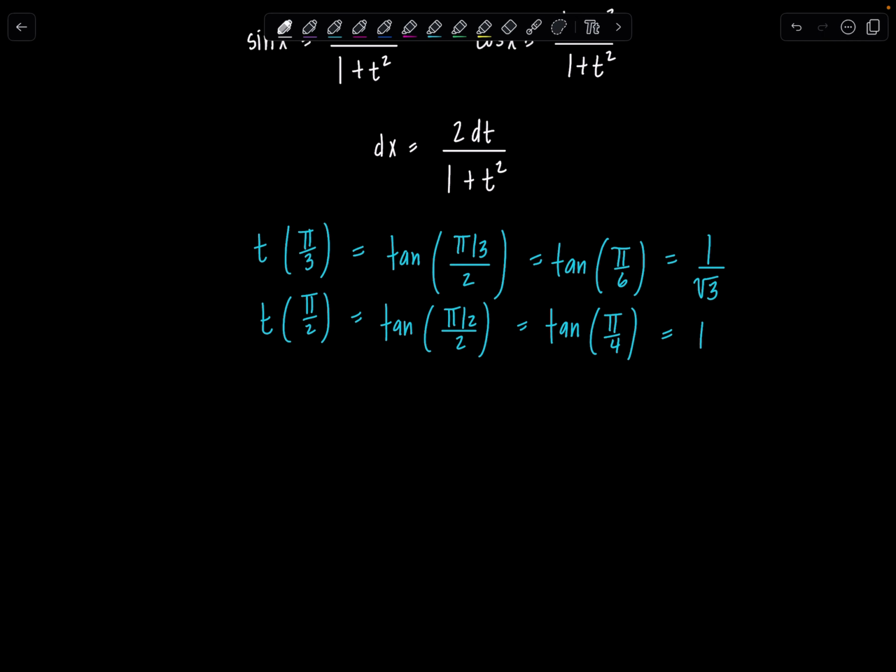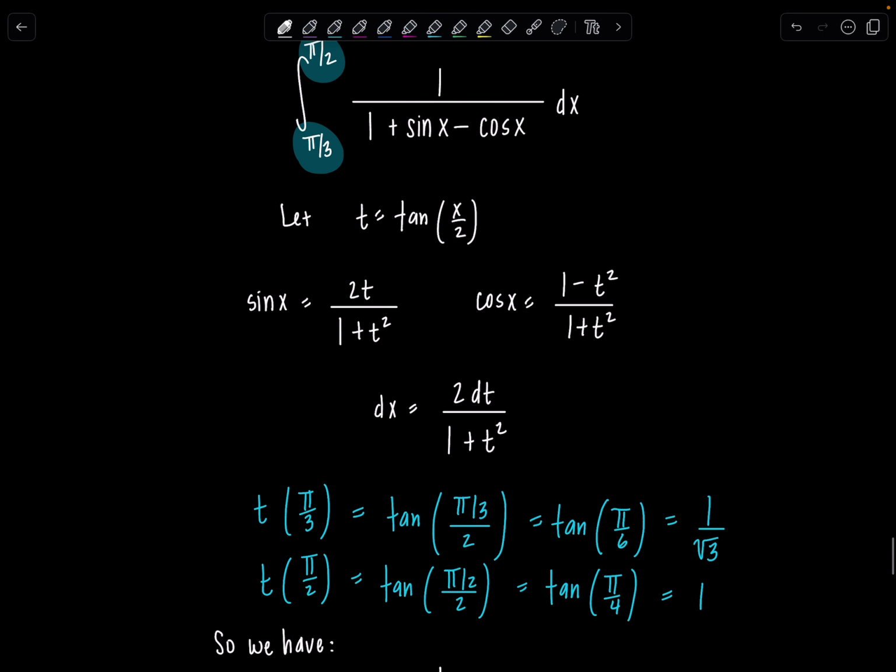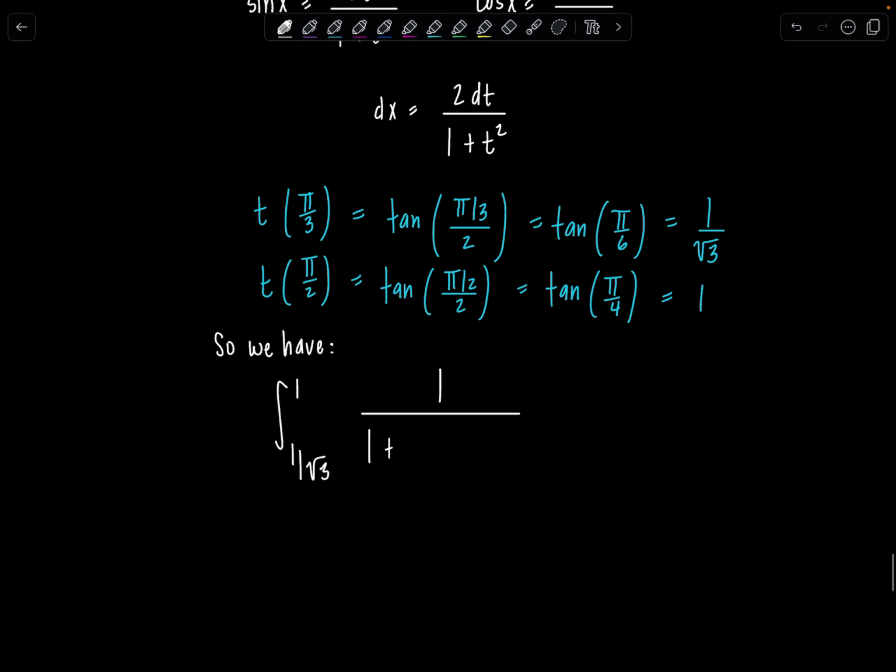So here we go. So now we have the integral from 1 over rad 3 to 1, and then 1 over 1 plus, can you see it? Sine x, I'm going to replace with 2t over 1 plus t squared. Cosine x, so I have minus 1 minus t squared over 1 plus t squared. And then dx, remember dx is 2 dt over 1 plus t squared.